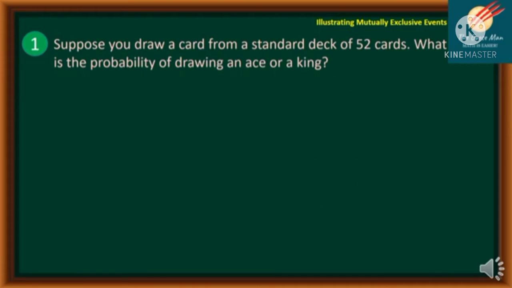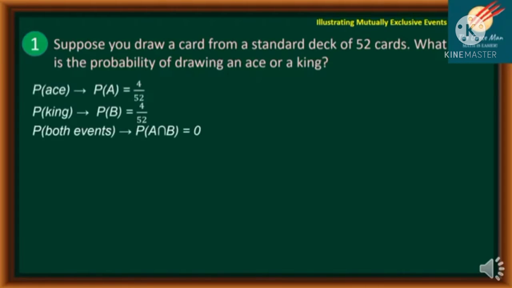Let's have example number 1. Suppose you draw a card from a standard deck of 52 cards. What is the probability of drawing an ace or a king? For simplicity, the probability of ace, there are 4 aces out of 52, in the standard deck. Also, the probability of king, that is B, is equal to 4 over 52.